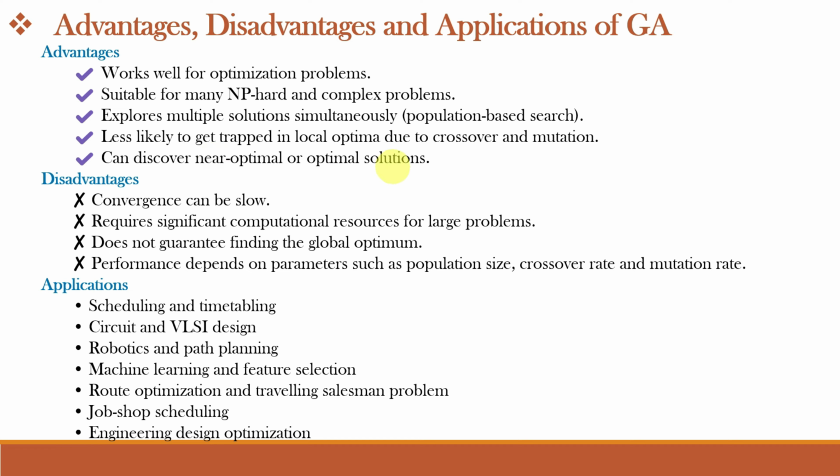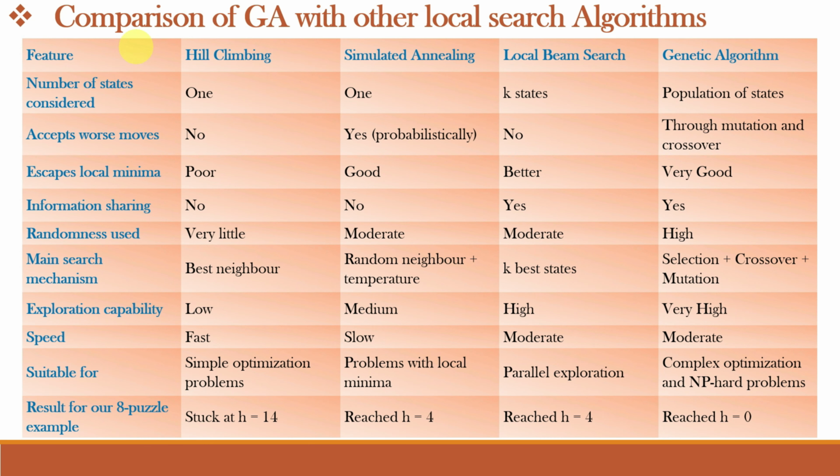However, genetic algorithms also have some limitations. They may converge slowly and may require significant computation for large problems. Also, they do not guarantee reaching the global optimum, and their performance depends on parameters such as population size and mutation rate. Genetic algorithms are widely used in scheduling, circuit design, robotics, machine learning, route optimization, and many engineering optimization problems.